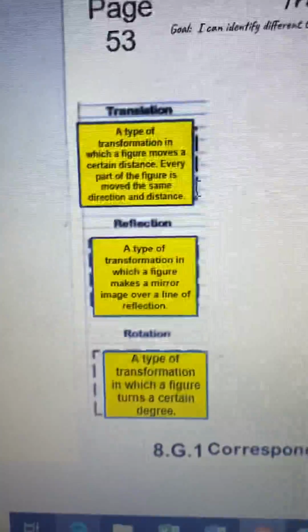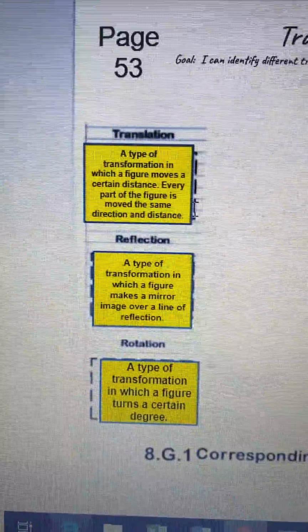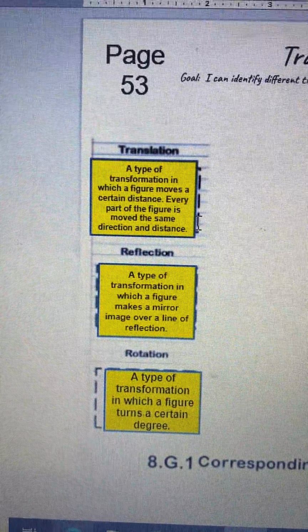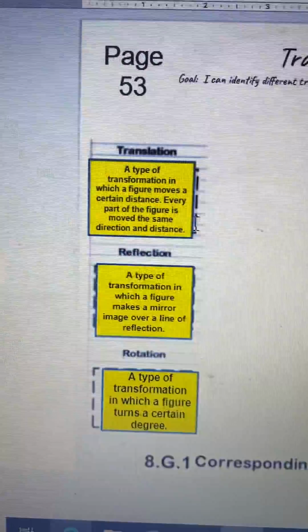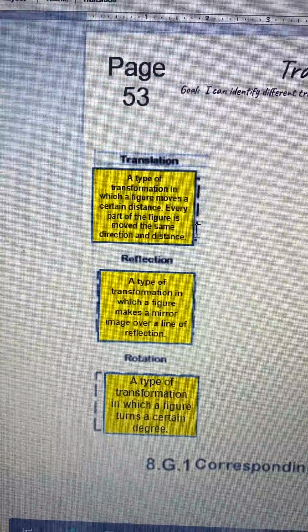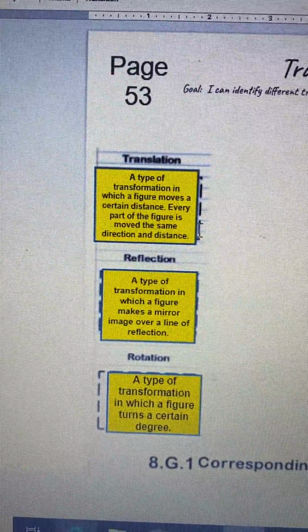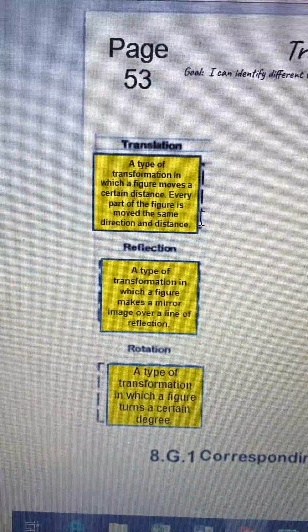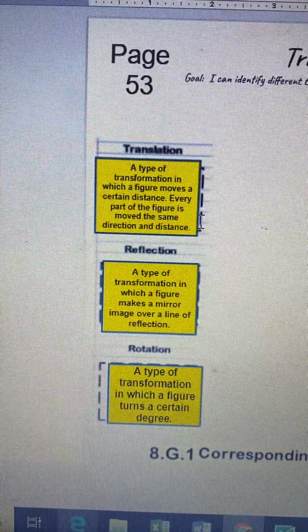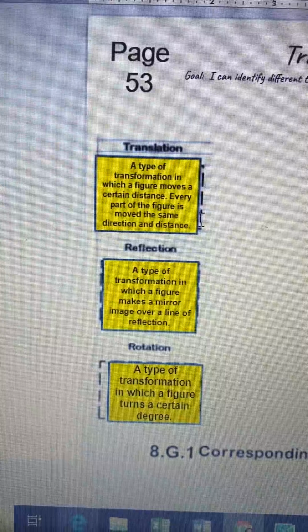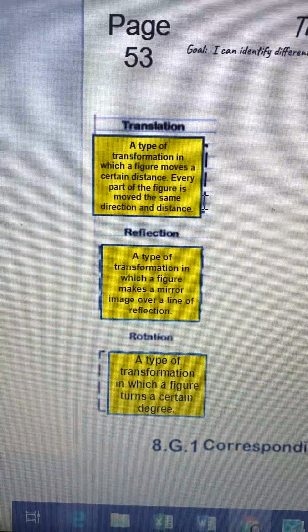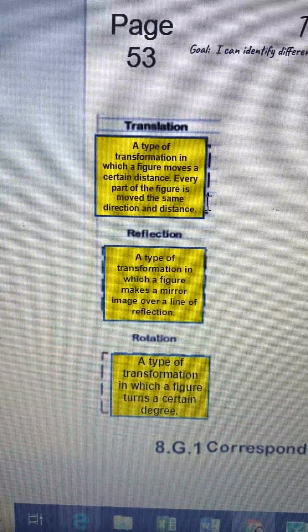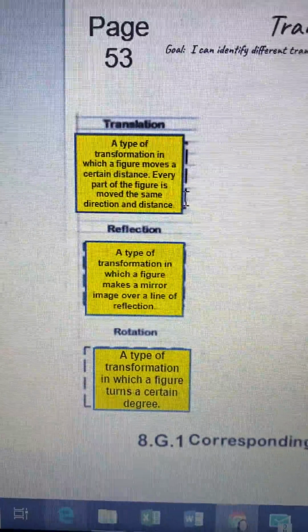So, the different kinds of transformations. A translation is the type of transformation in which a figure moves a certain distance. Every part of the figure is moved the same direction and distance. So you'll want to click and drag that to there. Reflection is a type of transformation where a figure makes a mirror image over the line of reflection. And then rotation is a type of transformation in which a figure turns a certain degree.